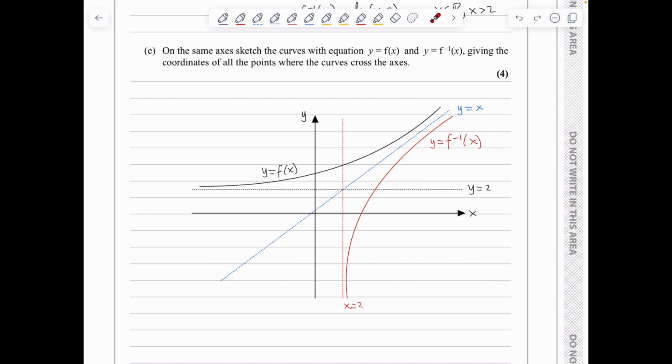And the only thing missing is for us to determine the cuts on the axis. Well, to find the cut on the y-axis for f of x, I will simply evaluate f of 0. So I'm putting x is 0. This gives an answer of 3. And therefore, we can see that the cut on the y-axis is 3, and this is mirrored on the x-axis for f inverse of x. So the cut on the x-axis for f inverse of x is simply 3, which completes the answer to part E.